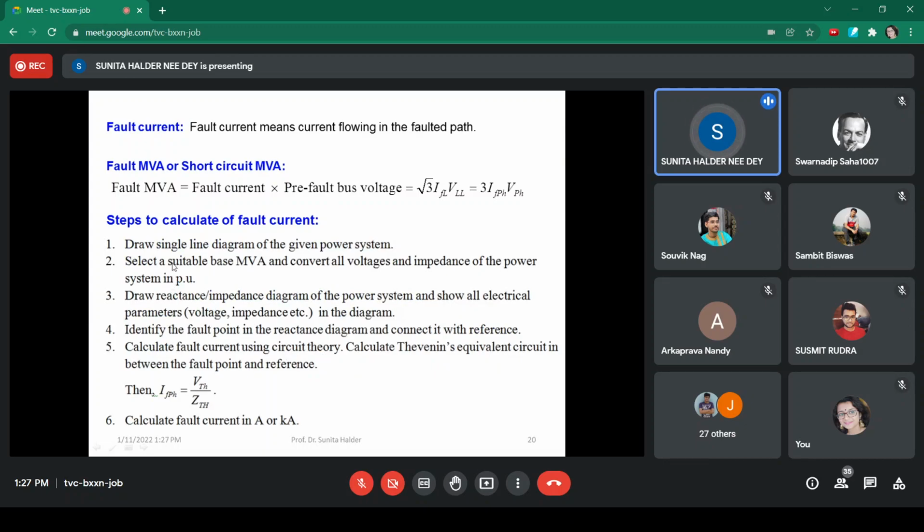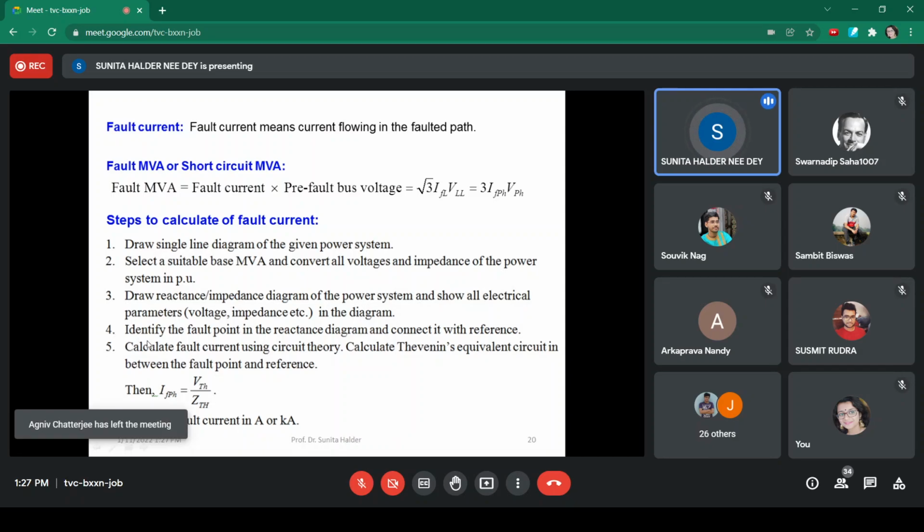Then we have to select a suitable base MVA and convert all voltages and impedances of the power system in per unit. That we have done in our per unit representation already. Then draw the reactance diagram of the power system and show all electrical parameters, voltage, impedance, all the things in the diagram. Steps 1 to 3 are the same as we have done for the per unit representation, to draw a reactance diagram of a power system using the per unit representation.